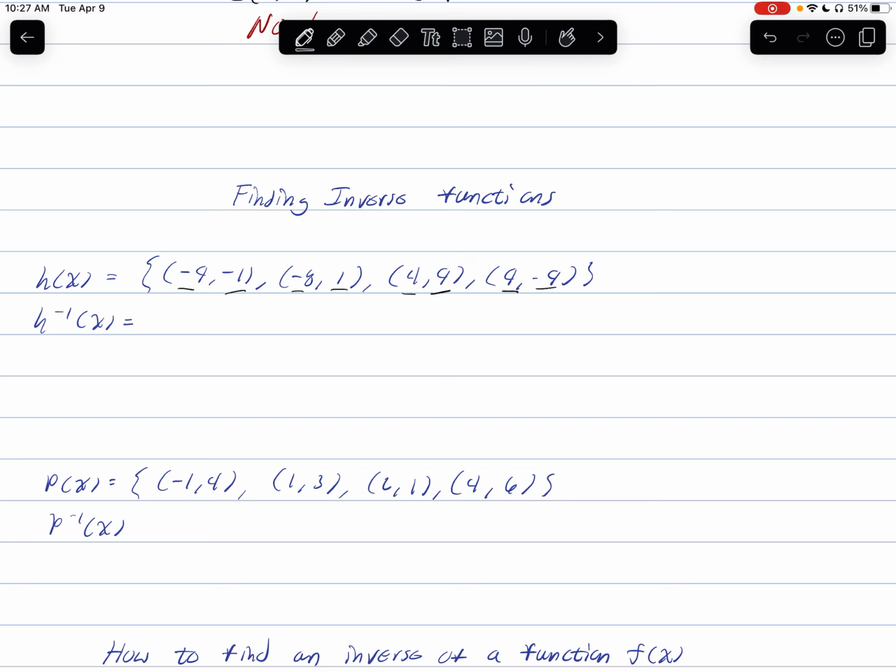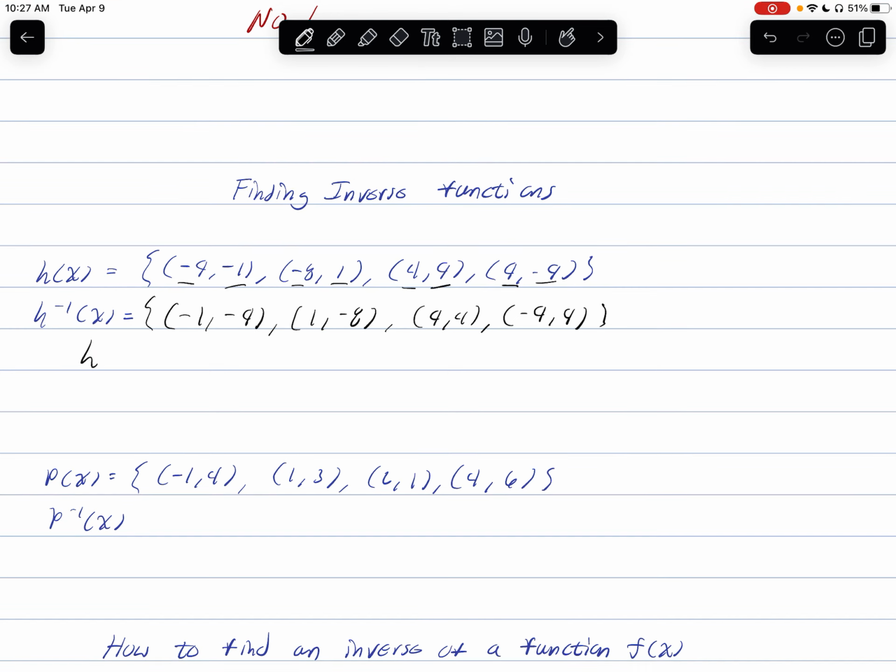So if we want to find the inverse of a function, then we have to flip the order of those points. We'll explain this in a minute. So this is going to become (-1, -9). This will become (1, -8). This will become (9, 4), and this will become (-9, 9). That's really all you're doing when you find the inverse function: you're taking the outputs and sending them back to the inputs.